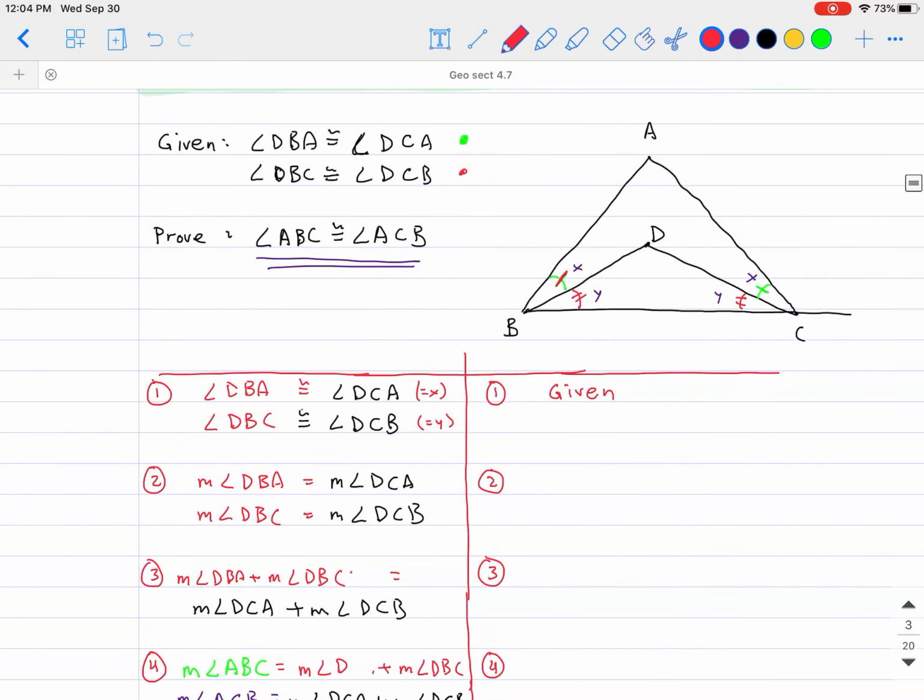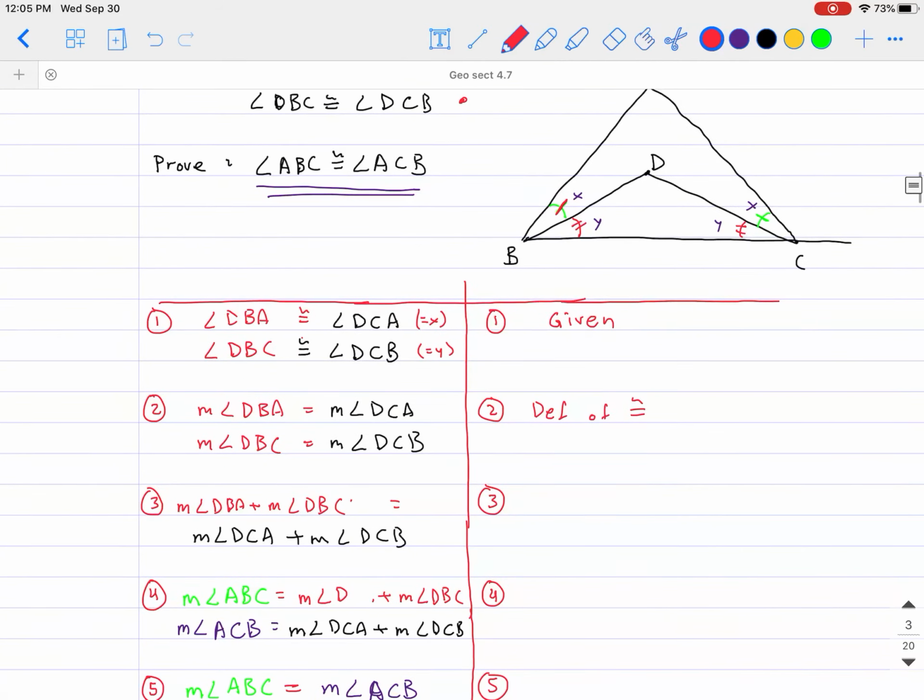Next, once we say that they are congruent to each other, I want to start coming up with equations so I can relate all of them. So by using the definition of congruence, I'm going to say that their measurements are going to be the same as each other. So nothing has changed. All I did was change the congruence into numerical measurements.